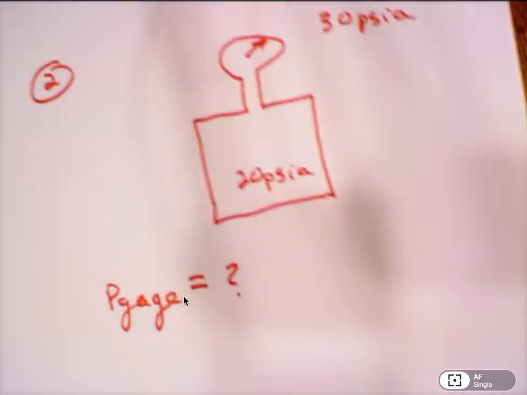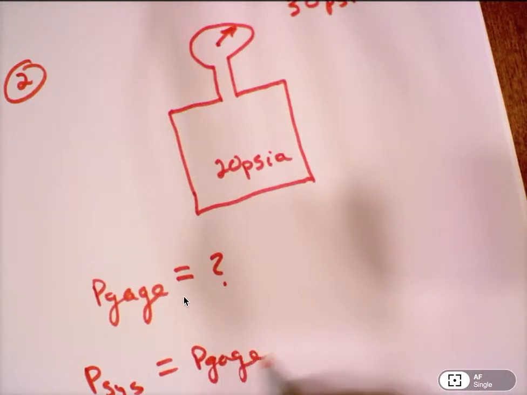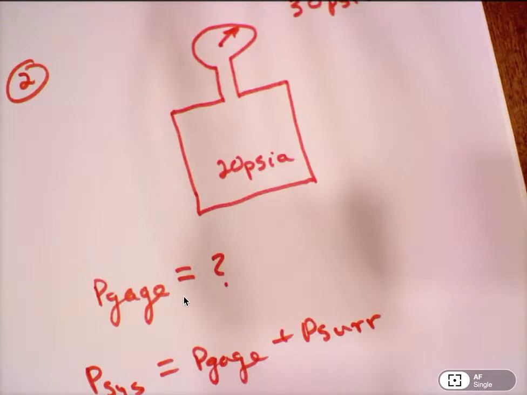So you should be back, and I hope you started with the pressure in the system equals the pressure of the gauge plus the pressure of the surroundings. Pressure of the system is 20. Pressure of the gauge plus 30. When you solve for this, you're going to get the pressure of the gauge reads negative 10.